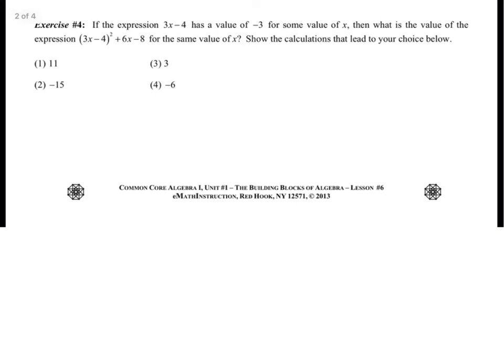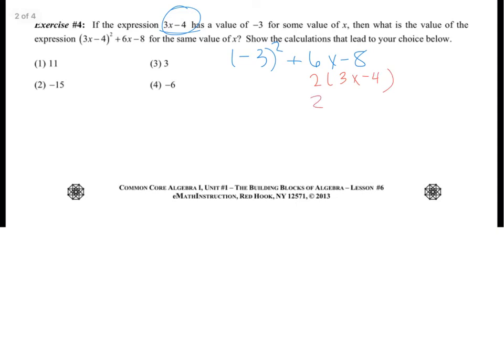Well, all you really need to do is look at the fact that 3x minus 4 is our original expression. So negative 3 is the same as 3x minus 4. We're going to square that. And then we have to look at 6x minus 8. So how does 3x minus 4 relate to 6x minus 8? Well, 6x minus 8 is the same thing as 2 times 3x minus 4.